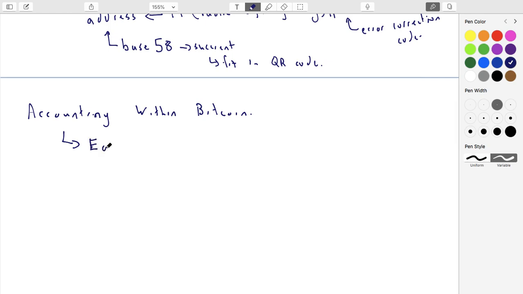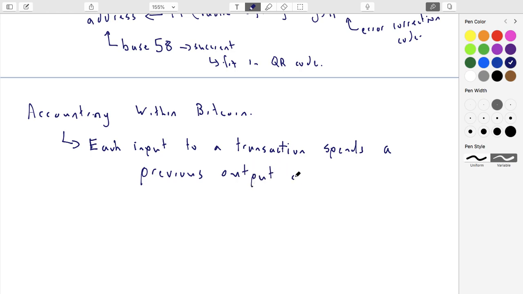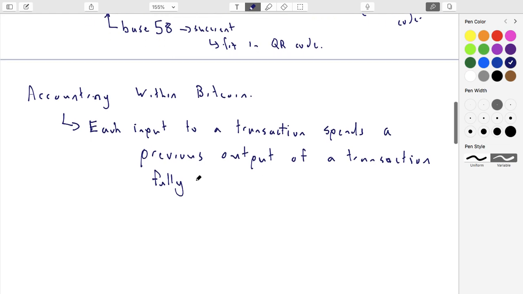Each input to a transaction, and there is a corner case with what are called Coinbase transactions, which are a special transaction that doesn't have an input, but for a standard transaction there's an input. Each input to a transaction spends a previous output of a transaction fully.